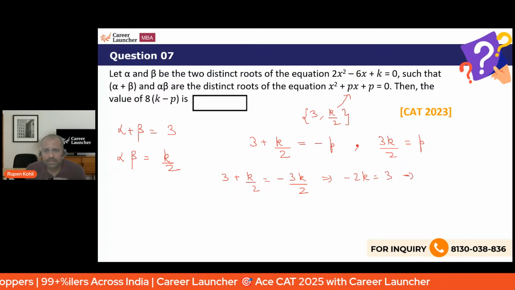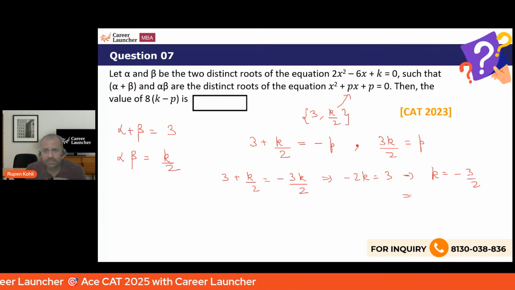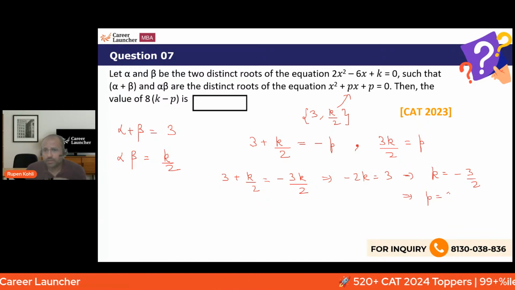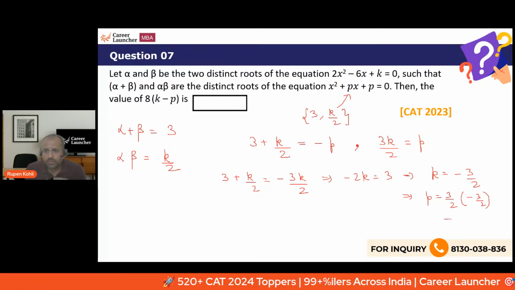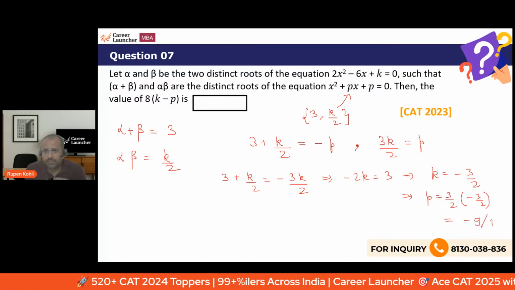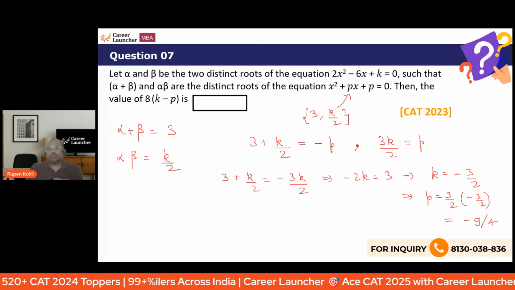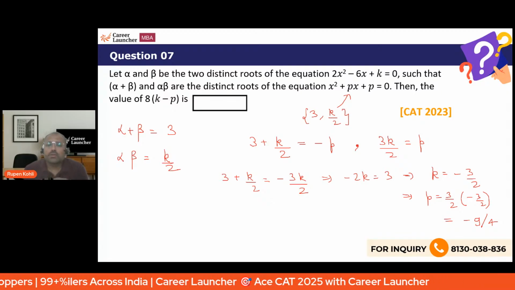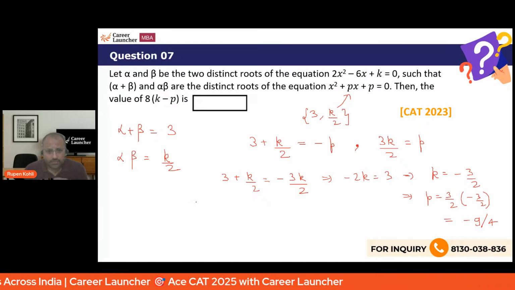So we get that k is minus 3 by 2. And if k is minus 3 by 2, then p was 3 by 2 times k. So 3 by 2 times minus 3 by 2, which is minus 9 by 4. K is minus 3 by 2, p is minus 9 by 4. I think that's what we have now.